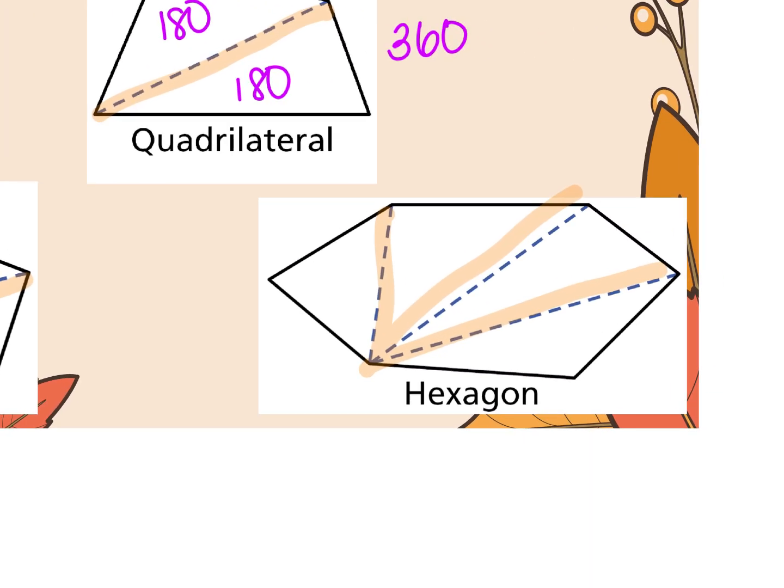And then looking at my hexagon, 180 times 4, 720. So the sum of the interior measure of a hexagon is 720. Keep in mind, yes, I'm writing the 180, but that is considered all these angles. If I were to add all of these angles, it's going to give me a total of 720 degrees.